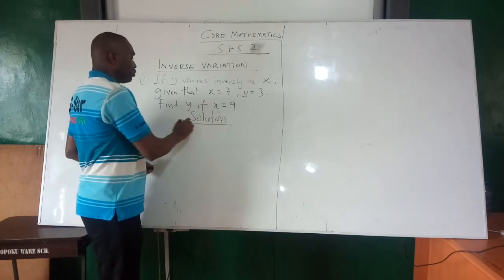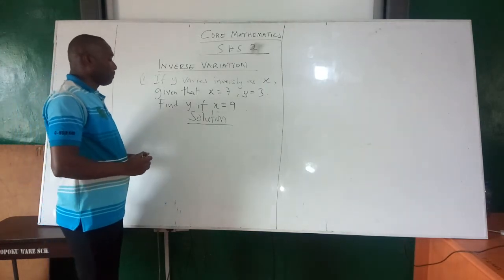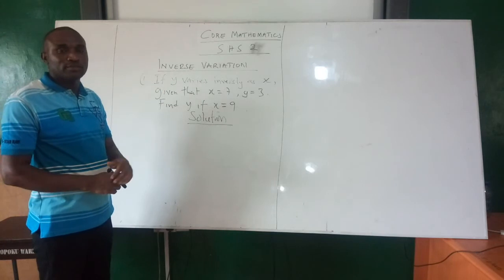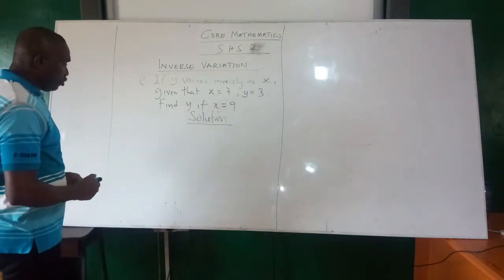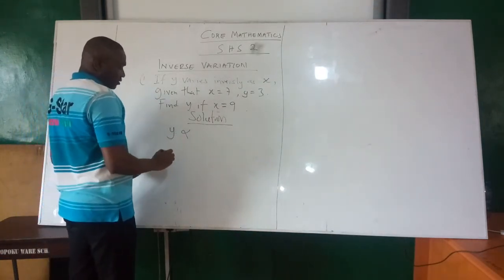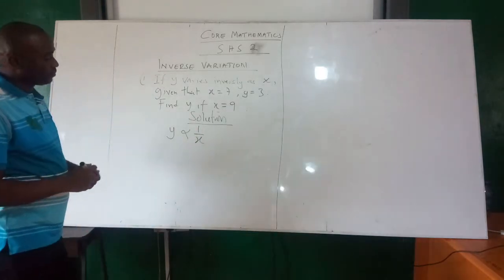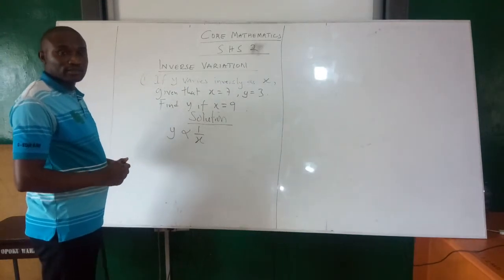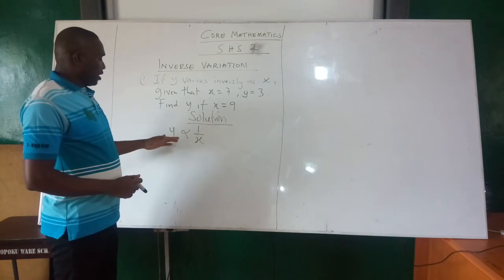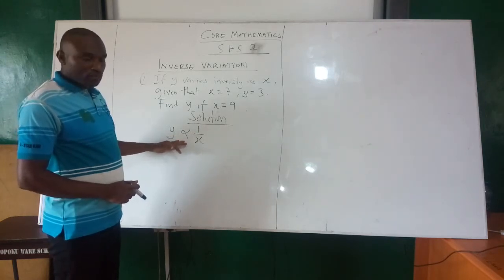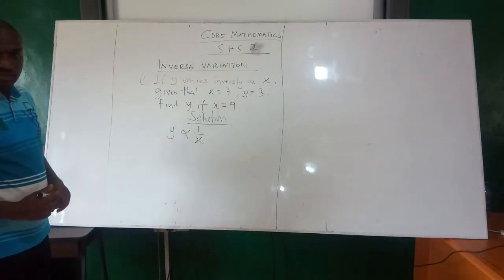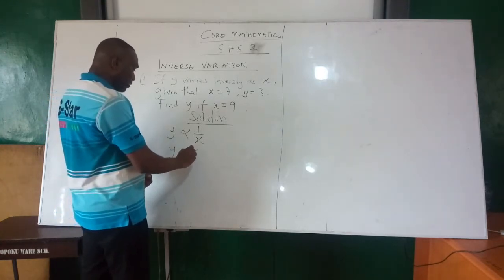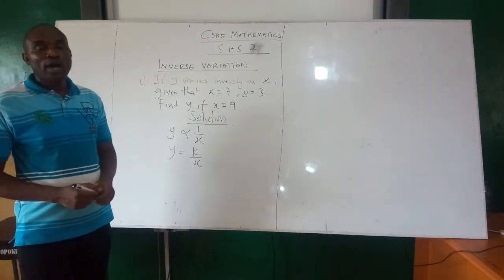In our solution, we take the steps. Step 1, we look at the type of variation, as I said, and make sure we write the correct equation. So, it will be y varies inversely as x. Here is the correct equation. The next step is to introduce our constant and find it. So it will be y equal to, yes, you got it right, k on x.